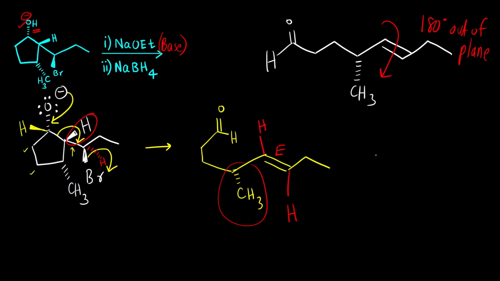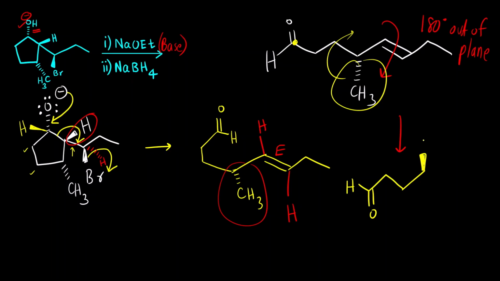So what will happen now? After rotation, what we will get? This carbon will go down, so it will become like this, and then there are 2 carbons. And now this methyl, after rotation, it was below the plane, it will go above the plane. And then double bond like this. So this is the product.